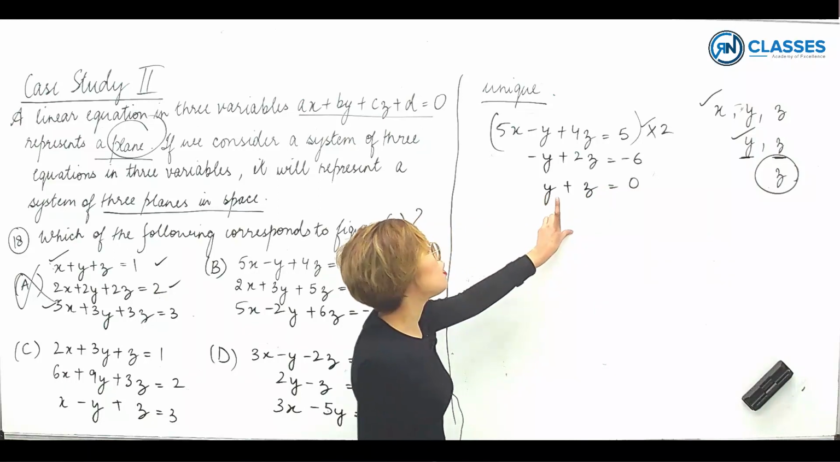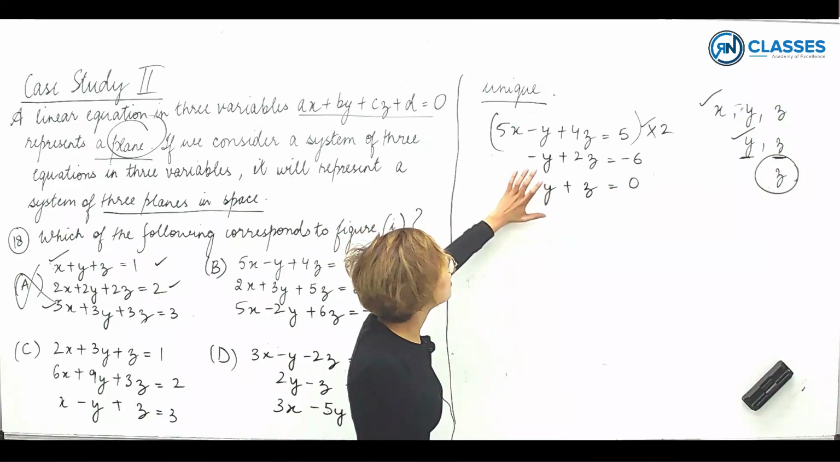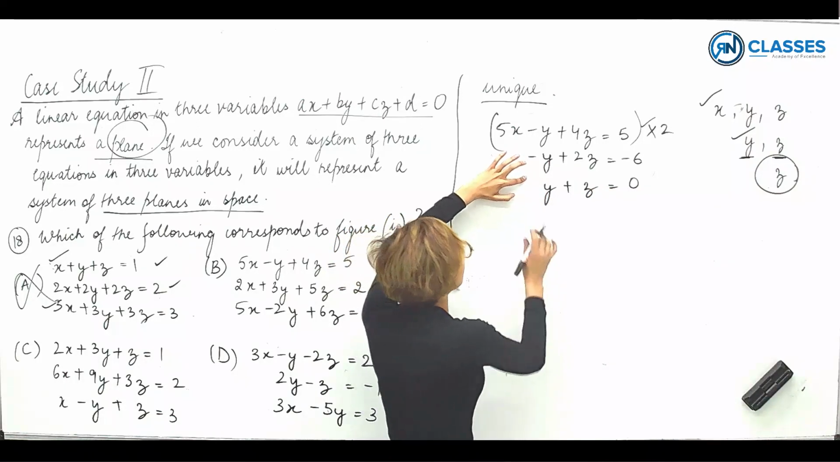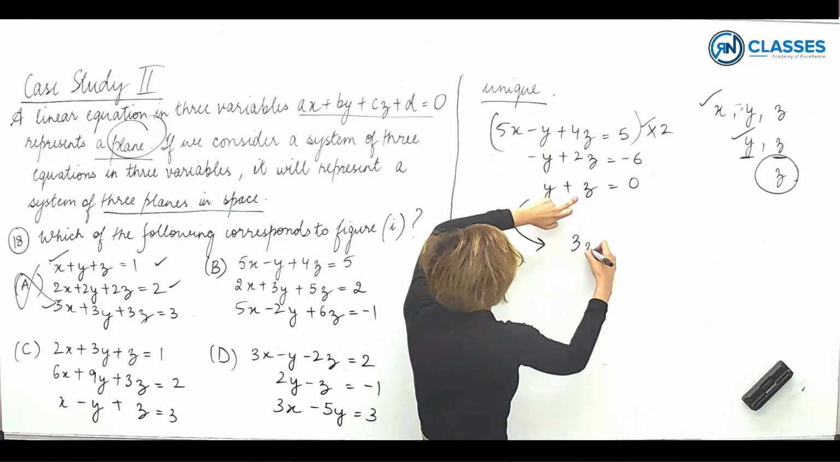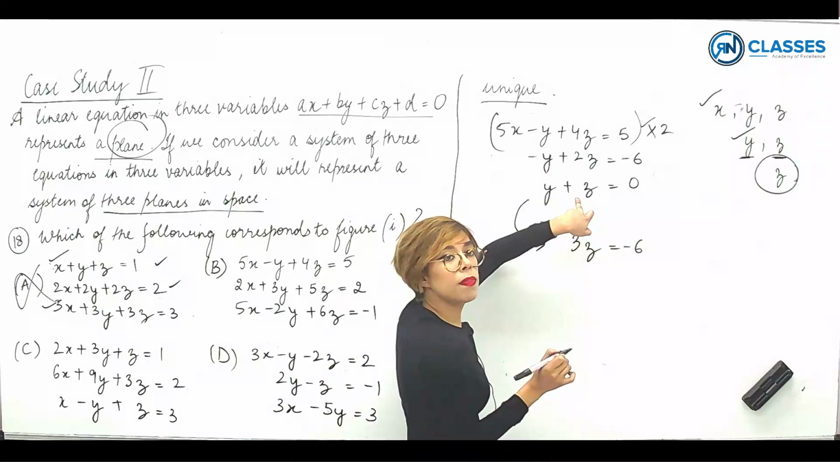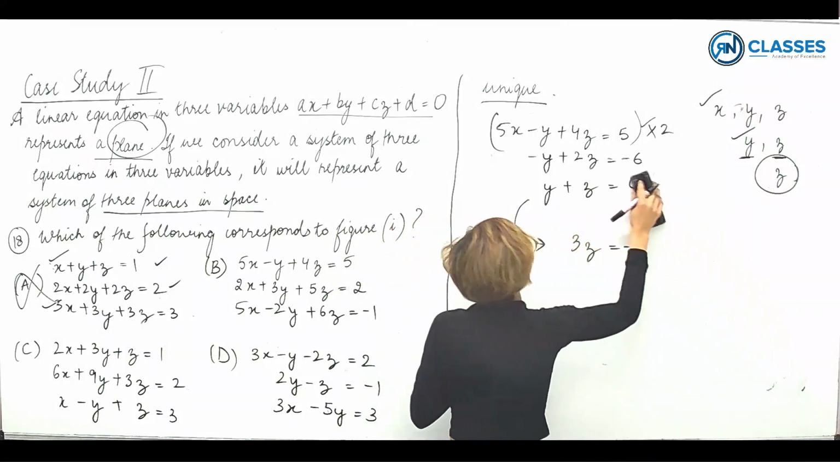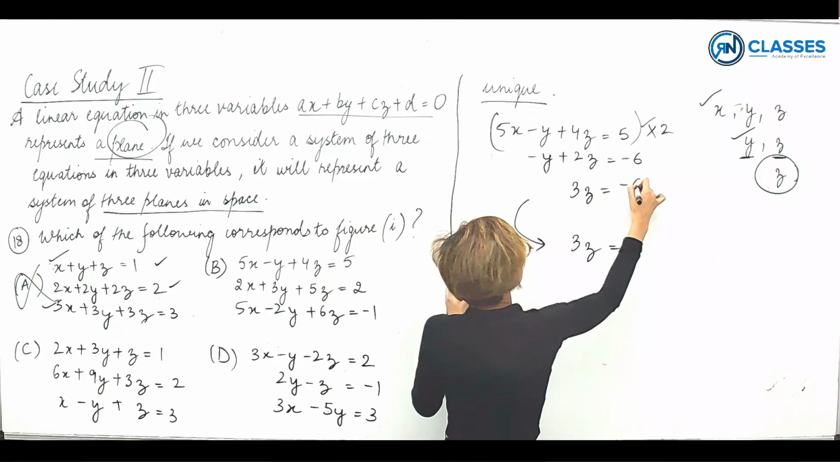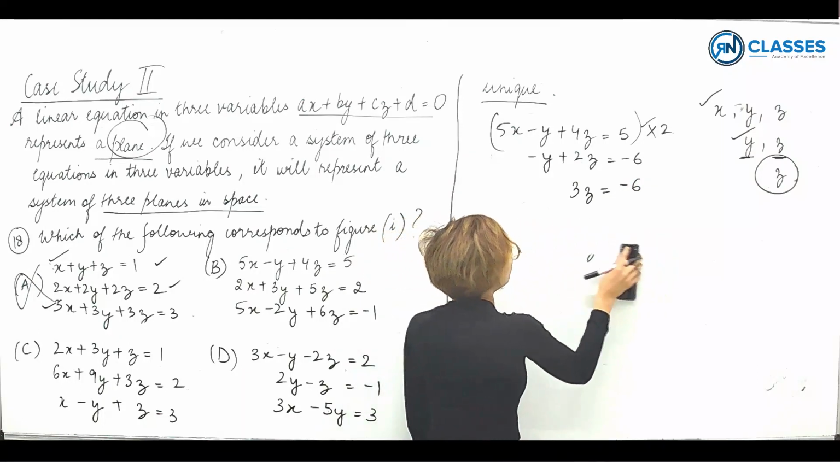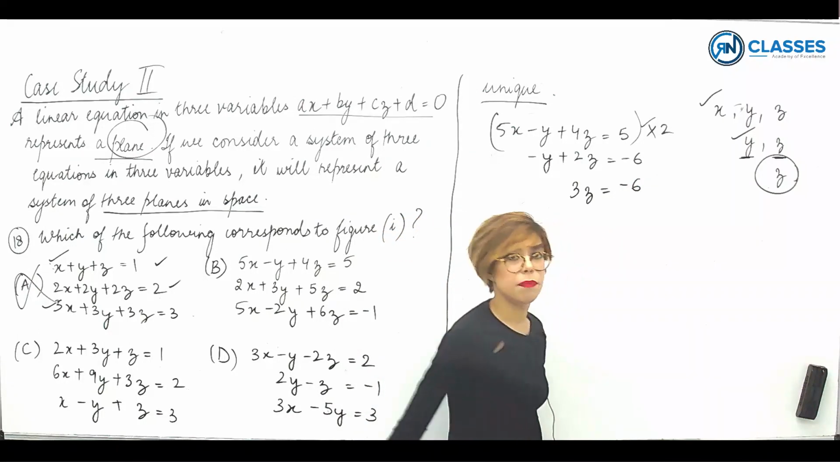That means I need to eliminate y as well. But y बहुत easily eliminate hota hua dikh raha hai. If I add the two equations, the third equation will become what? 3z equal to minus 6. So third equation becomes this. So write down 3z equal to minus 6. Right? Now I can solve this system of equations, not a big deal.